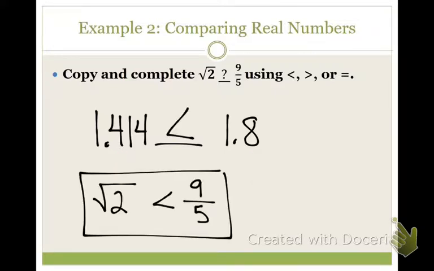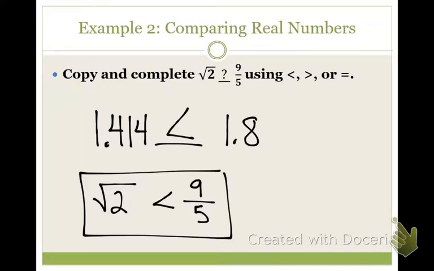So that means that 9/5 is greater than the square root of 2. Or you could read it left to right and say the square root of 2 is less than 9/5. So you start in the largest place value and you work your way down until you get to different numbers and you pick the biggest one. All right, so that's how we compare and complete using less than, greater than, or equal to.